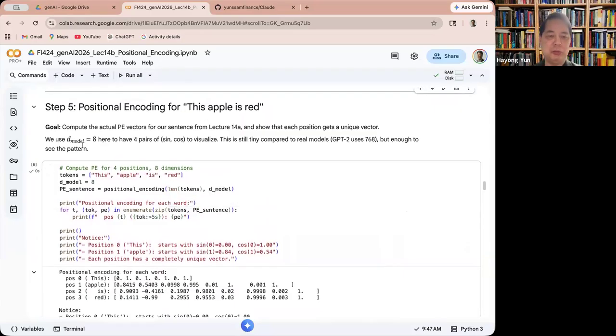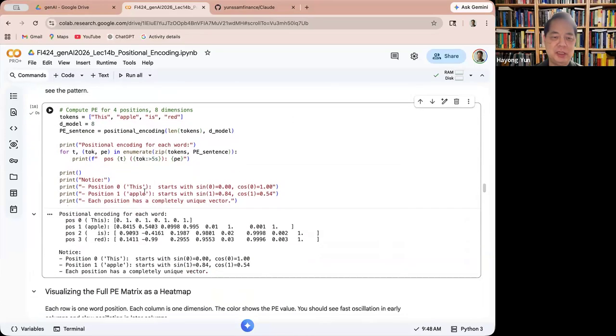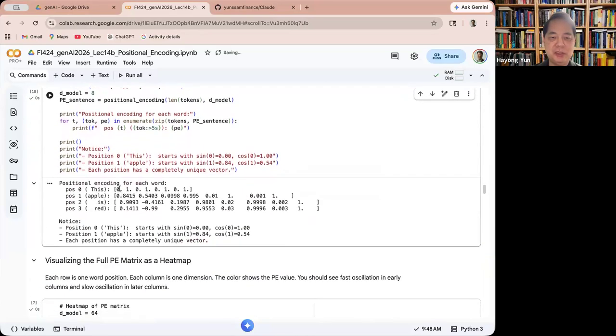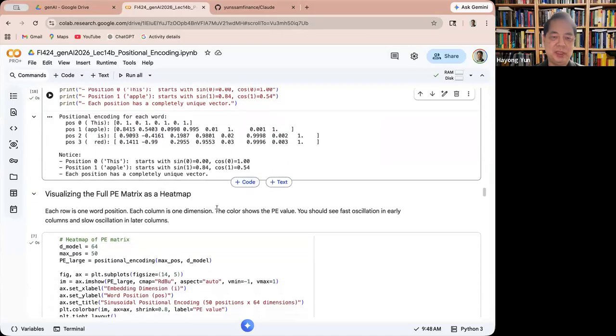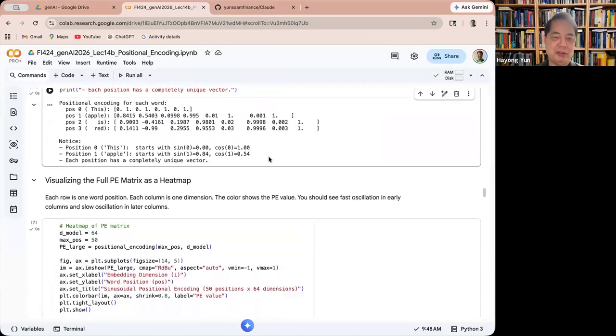So how does it work? We use a dimension of 8 here, and we have four pairs of sines and cosines to visualize. So at position 0, sine 0 is 0, cosine 0 is 1, and even at higher frequency, it's the case. But then for the apple, it's sine of 1 divided by 8 and all this, you can do the calculation. And so the positions all have a uniquely different vector, isn't it?